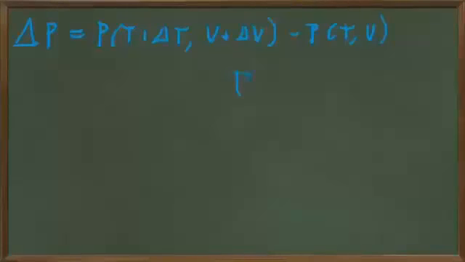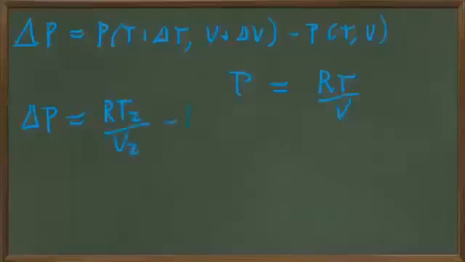Remember that pressure, or in this case we're going to define pressure as RT over V, and instead of using delta P in this form, we're going to calculate delta P as R times second temperature divided by second volume, minus R times initial temperature over initial volume.